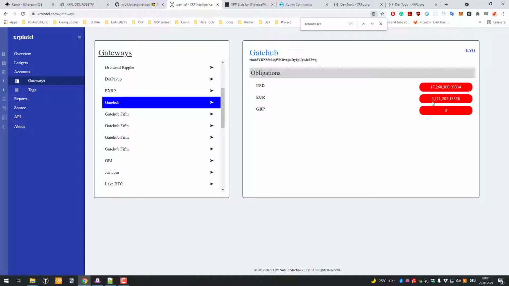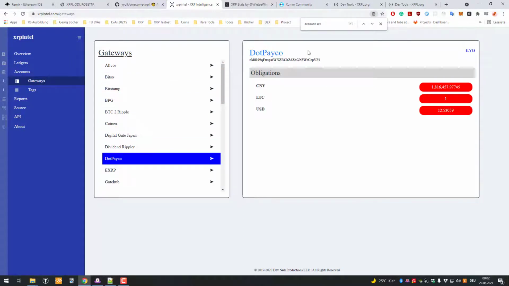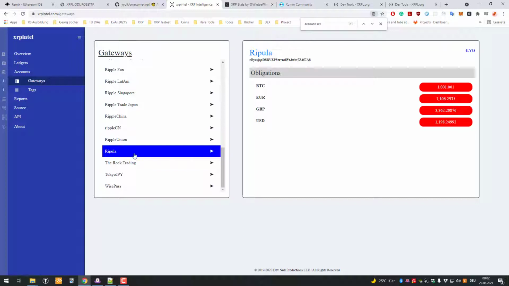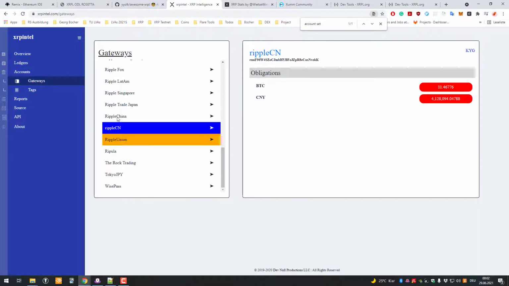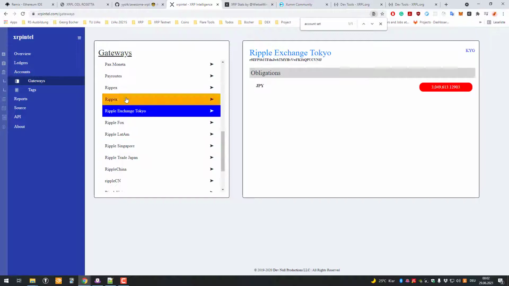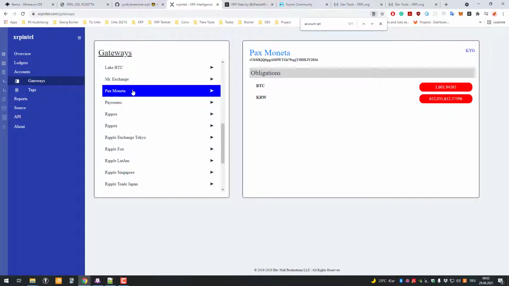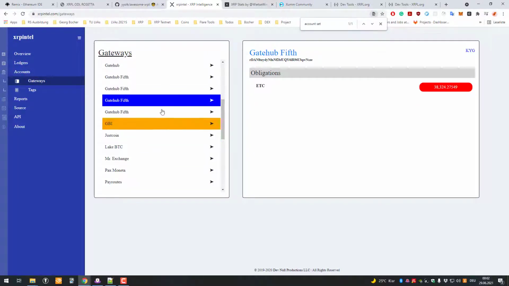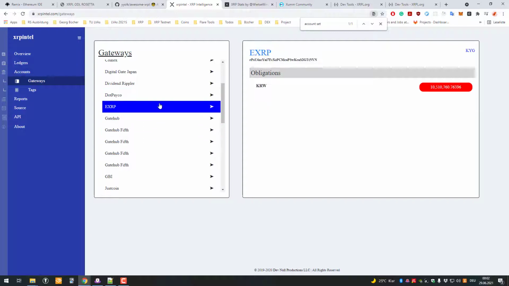And they have quite a lot. Well, quite a lot is relative. But you can see that GateHub has obligations in the amount of 5.1 million euros or 17.2 million US dollars. So it's being used. You can also check it out on Ripple Charts, which has its own website for that. But here you can check out all the issued currencies on the XRP ledger. There are multiple companies, so gateways, which are already doing that. We've got Ripex here, we've got PayRoutes, and you can check the amount, so how much they owe people. That's quite interesting actually.